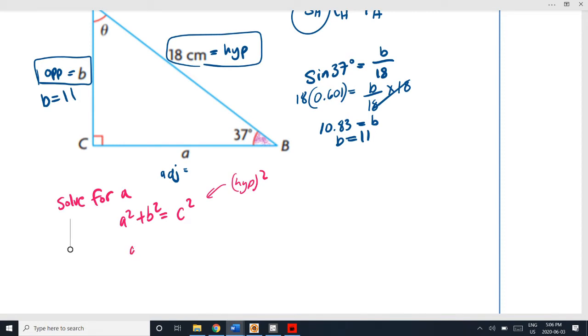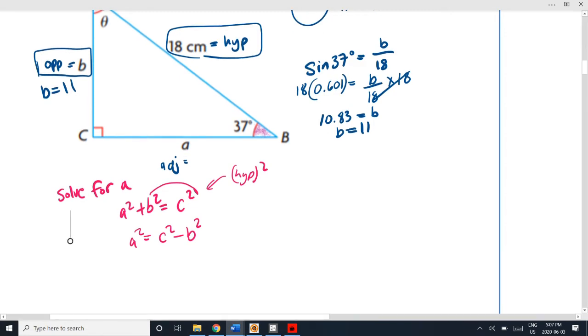So let's look for a squared. To do that, we're going to move the b squared to the other side. Let's rewrite that. So it's going to be c squared minus b squared, because we moved it over, is equal to a squared. Now let's start plugging in our values. Remember, we said c squared is our hypotenuse. So we know c is 18 squared. And we know our b side is 11. So minus 11 squared is equal to a squared.